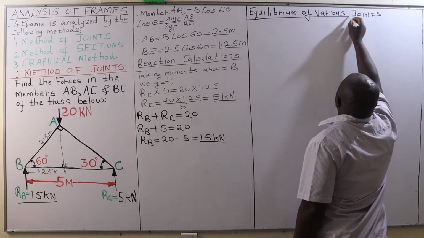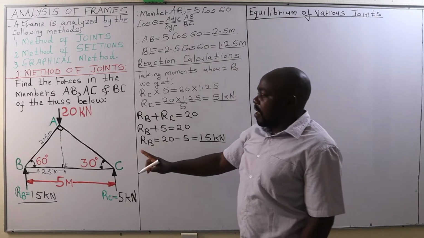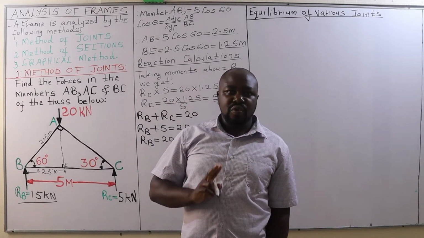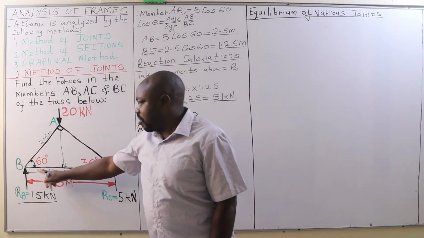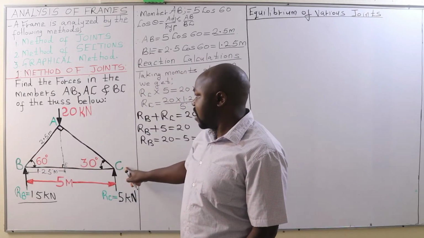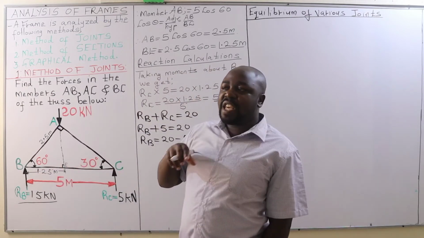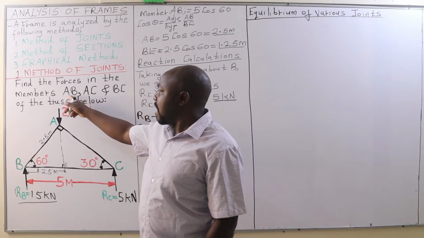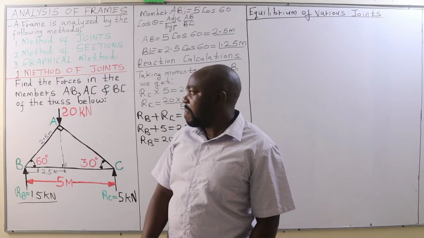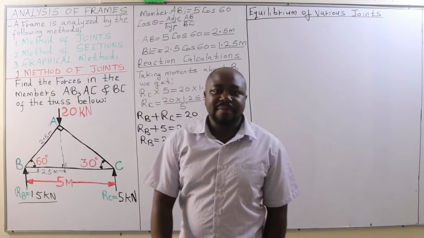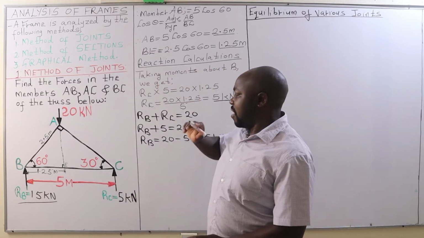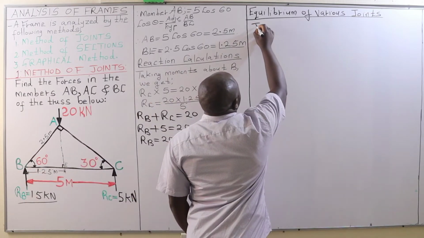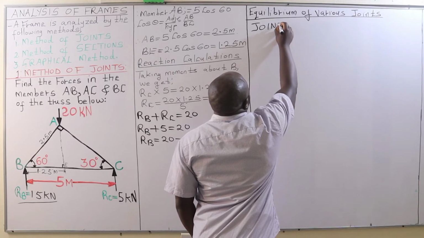Now, in our frame here, we are going to consider two joints, that is joint B as well as joint C, so that we determine the forces acting on members AB, AC as well as BC. And therefore, let's begin with joint B.